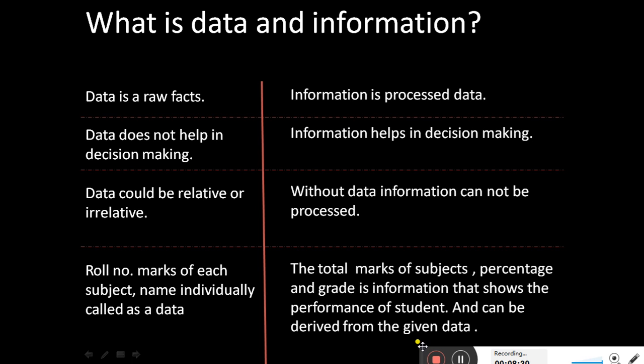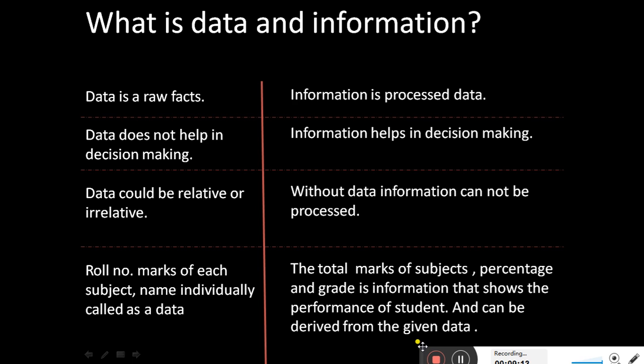Without data, information cannot be processed. If you do not have data, you cannot generate information, right? So to create and process the information, you are supposed to collect the data first. Okay, the total marks of the subject, percentage of the student, and grade are the information that shows the performance of the student. Correct. And it can be derived from the given data, from the first semester marks, from the test marks, from the subject marks. You can get the data, right?